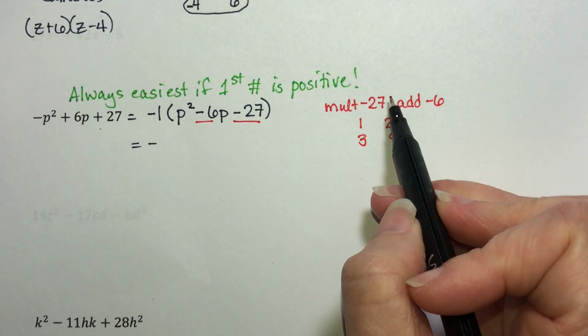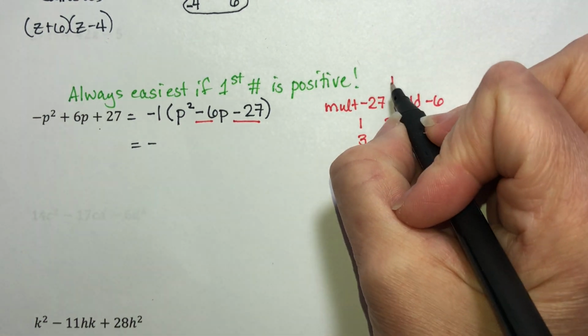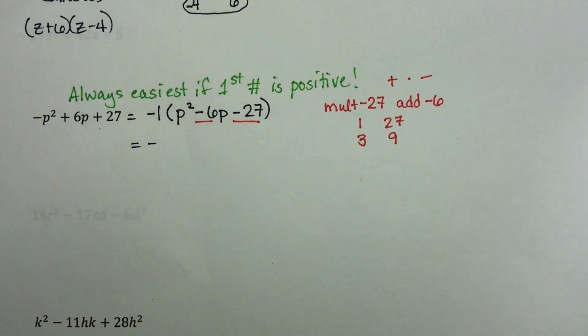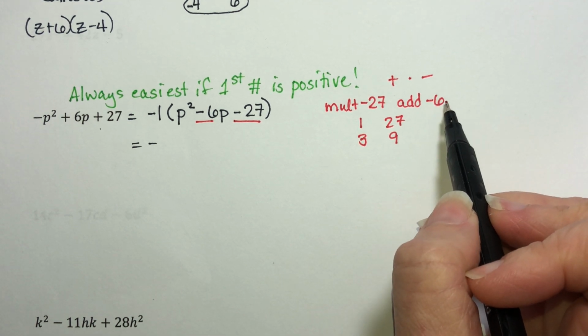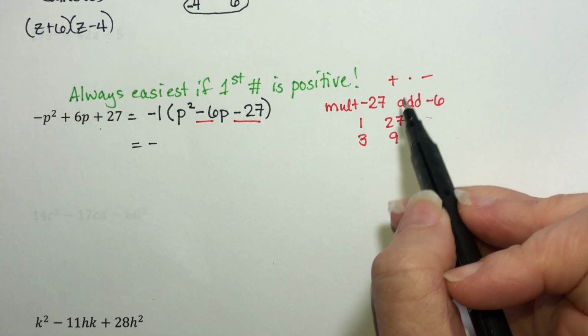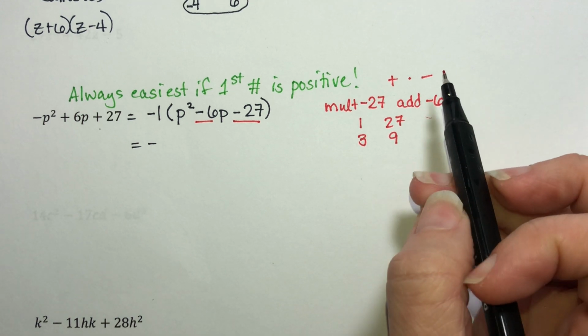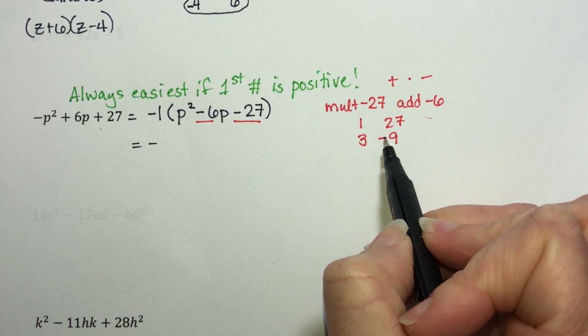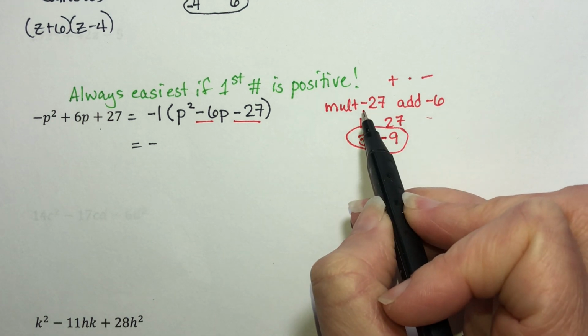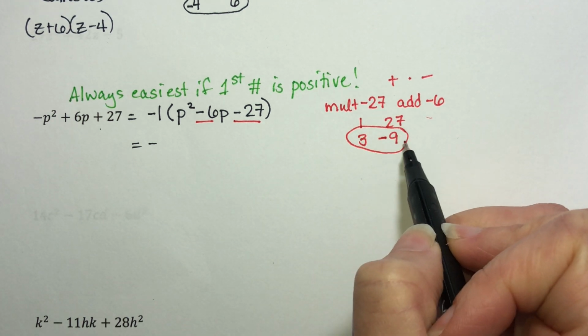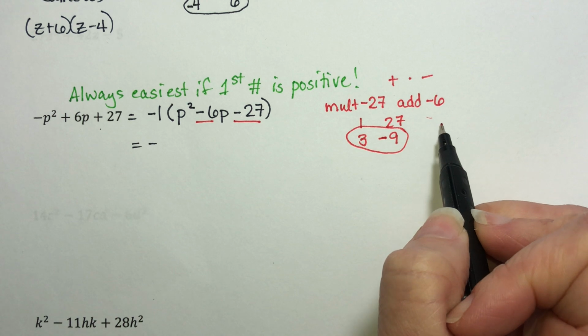They need to multiply to a negative, so that means I'm going to have a positive times a negative or a negative times a positive. Okay. They add to a -6, so that means my bigger number is the negative. So where can I get a -6? Right here. If I make that a -9, if I multiply these together, I do get -27, and when I add them together, I get -6.